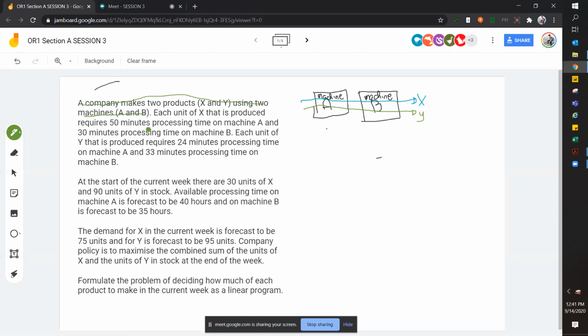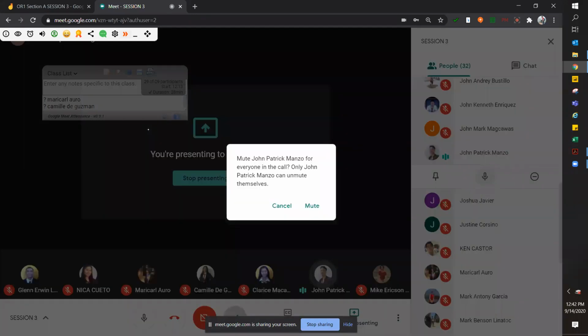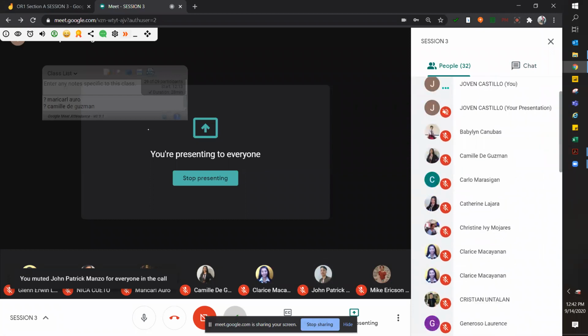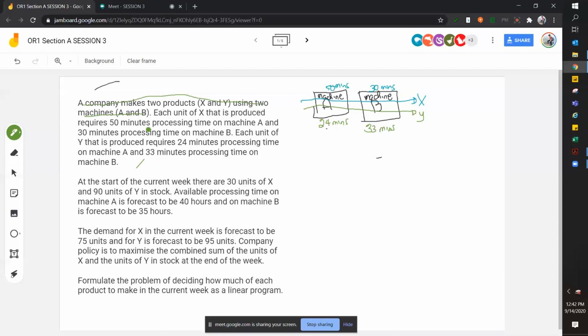Then, each unit of X produced requires 50 minutes processing time in machine A, so let's put it here in blue so it's clear, and 30 minutes on machine B. Next, each unit of Y produced requires 24 minutes, and then 33 minutes for machine B. So okay na tayo dito: 24 and 33 minutes.